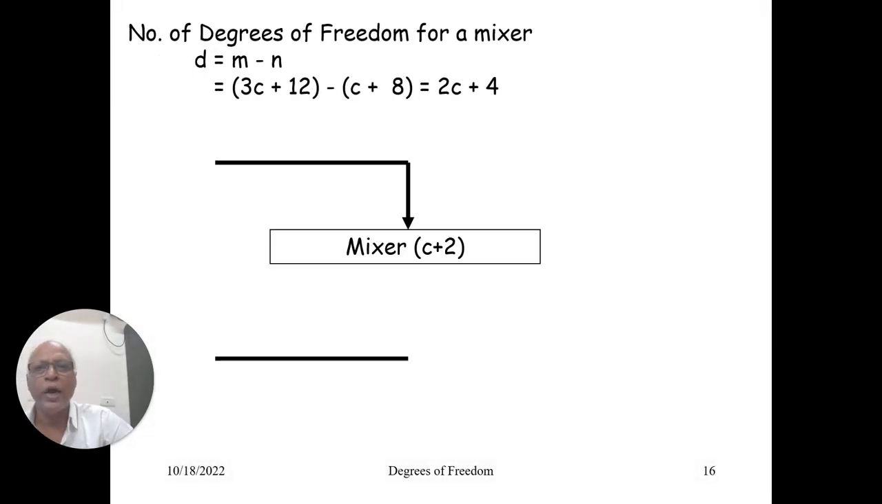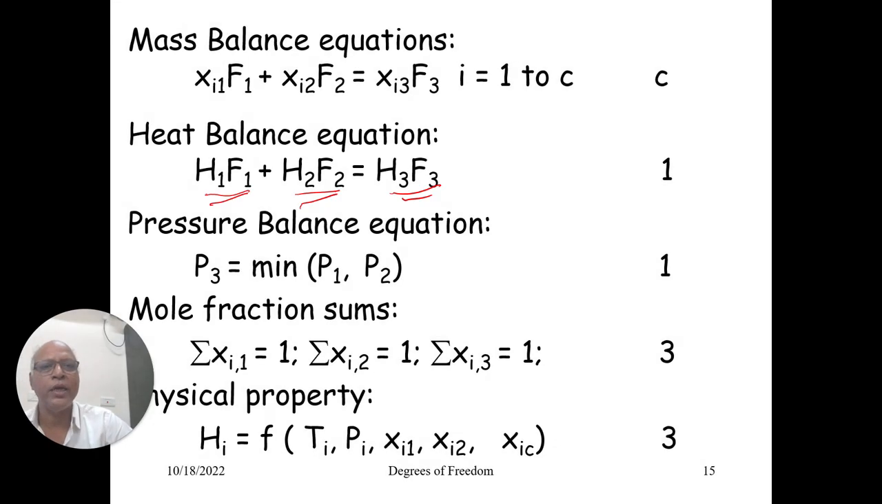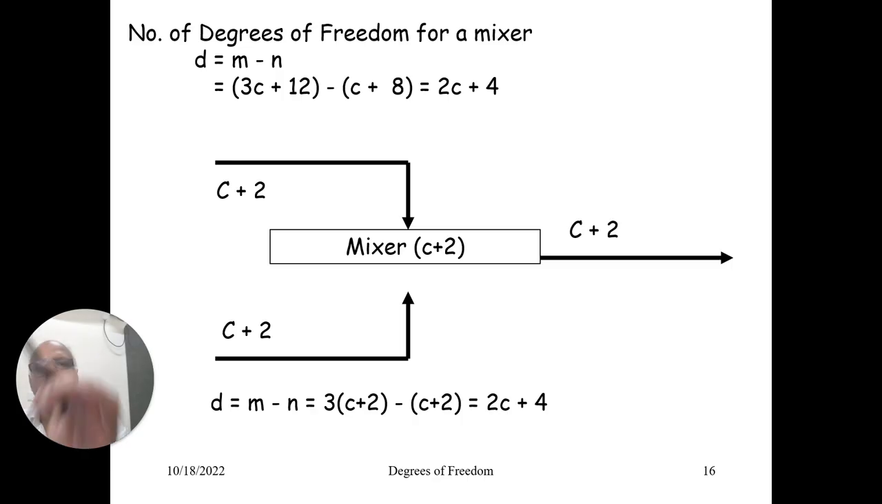So now try to identify the total number of variables and equations involved. What is the total number of equations? C plus 8. What about the total number of variables? So we have F1, F2, F3, H1, H2, H3 and P1, P2, P3, right? T1, T2, T3, and then how many mole fractions? You have C mole fractions in each stream. So there are 3 streams, 3C mole fractions. So if you add up all these 3C, these are going to take care of the mole fractions.